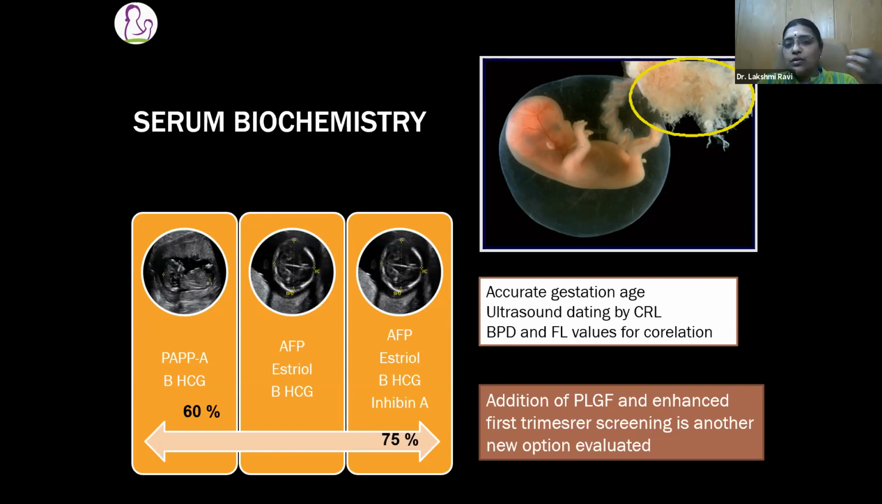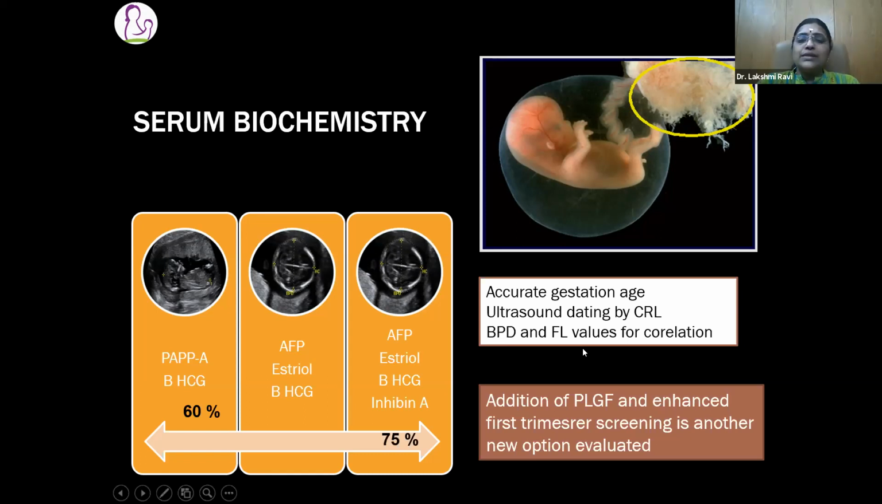So every time you have a result in your hand, you need to check whether the dating of the pregnancy is right, especially when they have taken a serum biochemistry, and whether the right parameters have been put inside. Only then you can rely on the test. So that's one thing which we need to understand when we do a serum biochemistry. And for the quadruple, you use the BPD and FL values for correlation.